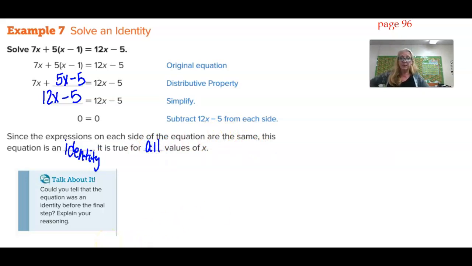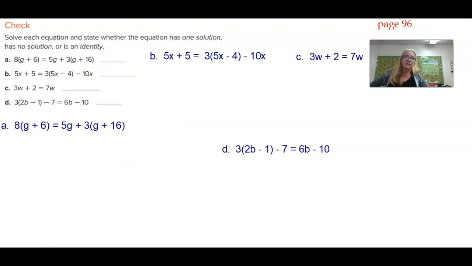So you've met the weirdies of the math world. Equations that have no solutions and equations that have infinite solutions. This check is on page 96, and they're asking you to determine if each of these equations has one solution, no solutions, or infinite solutions, aka identity.